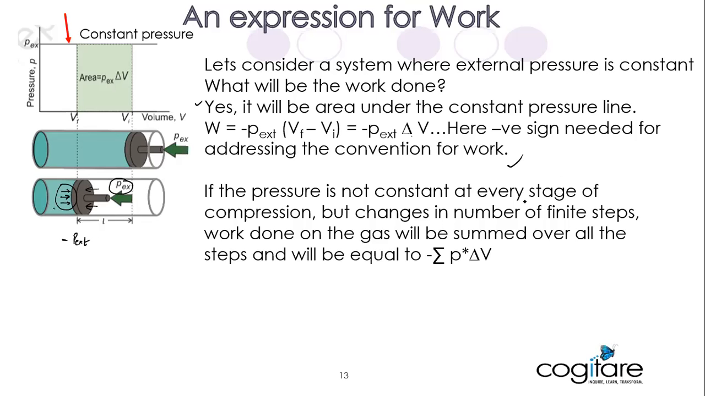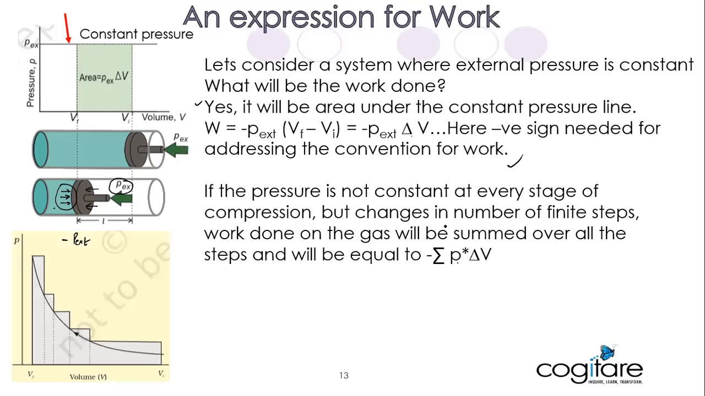If the pressure is not constant at every stage of compression, but changes in a number of finite steps, work done on the gas will be summed over all the steps and will be equal to minus sigma P into delta V. This is what I was discussing, right? If it is not constant, then you have to tell me what P is. That is the second case we are discussing. I don't know what P is, so you'll have to give me an expression for P. Otherwise, I cannot do it.